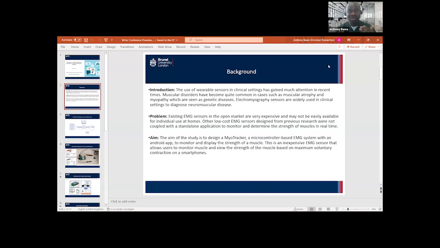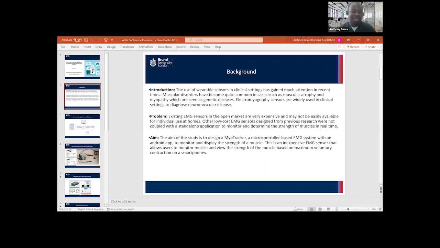And also, some researchers have attempted to design low-cost EMG sensors, but these sensors have not been able to adequately couple and monitor the muscles of patients in real time. So with this problem, we sought to see how we could fabricate a simple low-cost EMG sensor that's able to couple with a monitoring mobile app, allowing users to determine muscle strength in real time.